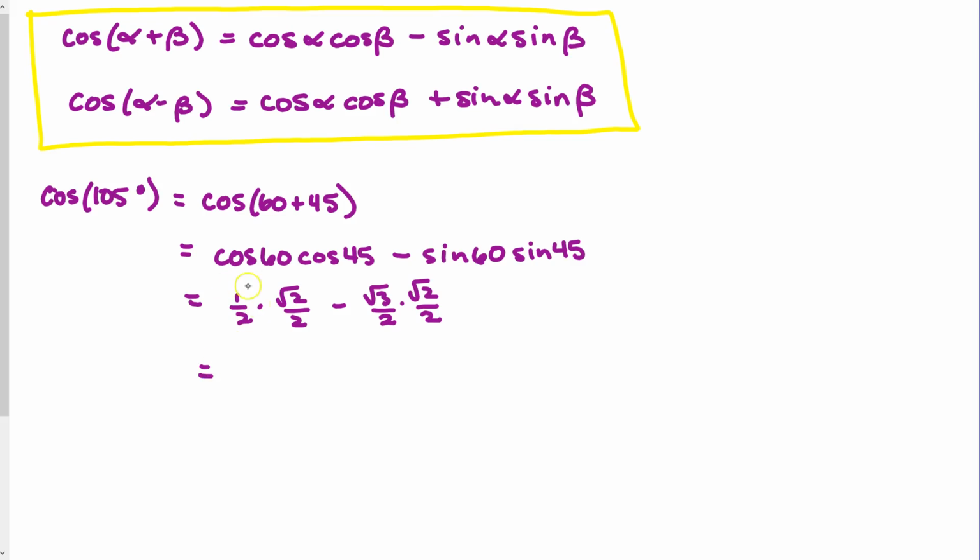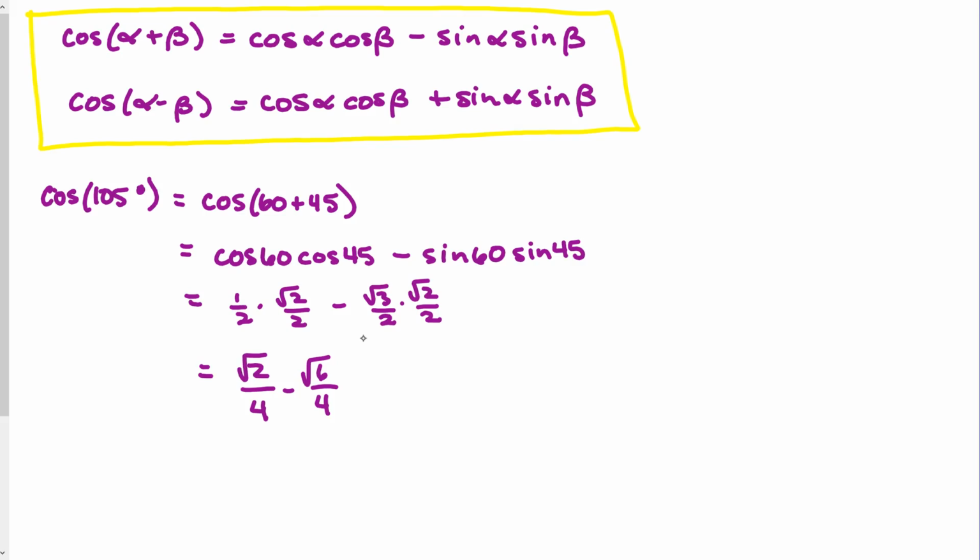For example, in here instead of 1/2 maybe you have negative 1/2, or in here instead of square root 3 over 2 maybe you have negative square root 3 over 2, just depending on which angles you chose and which quadrants they're located in. So this answer is square root 2 over 4 minus square root 6 over 4, or you can combine those if you want.